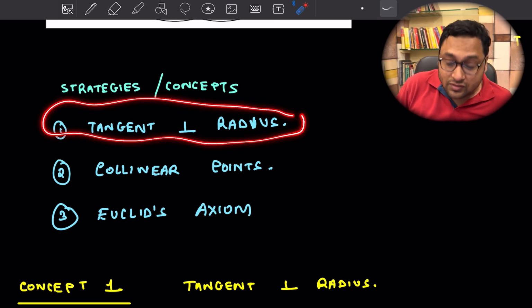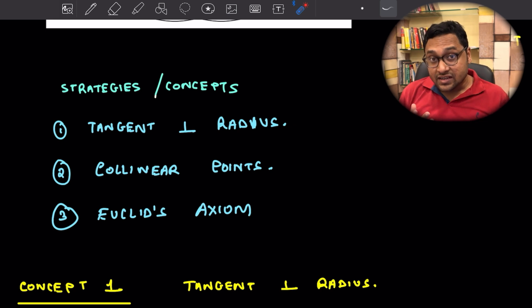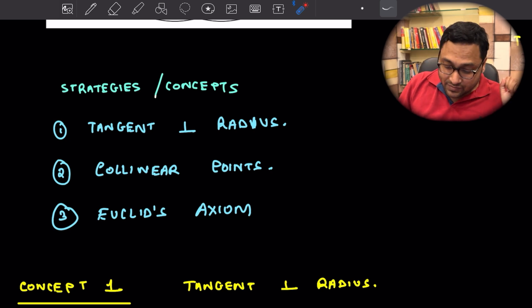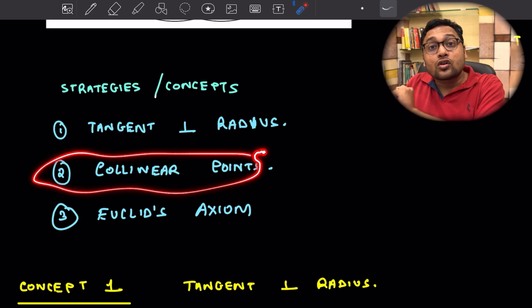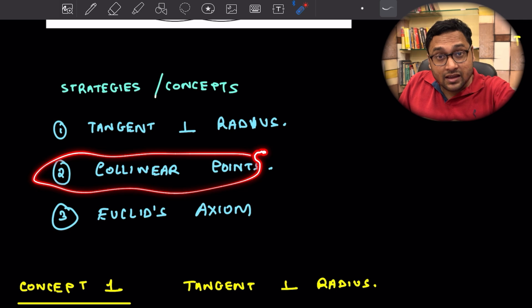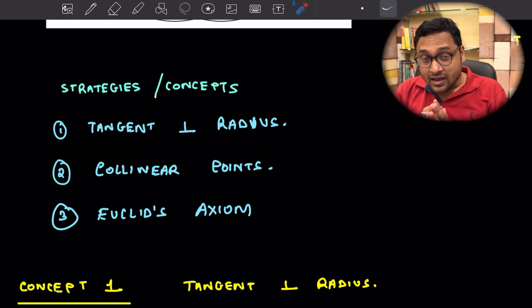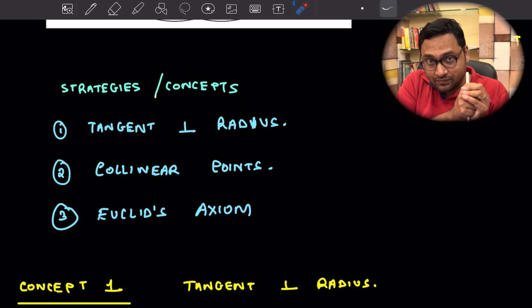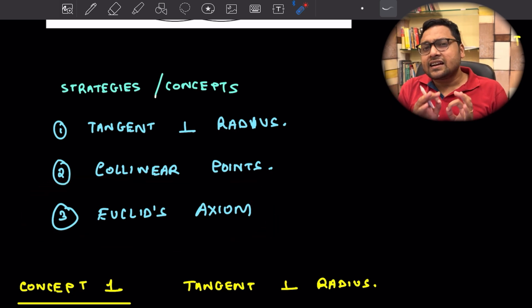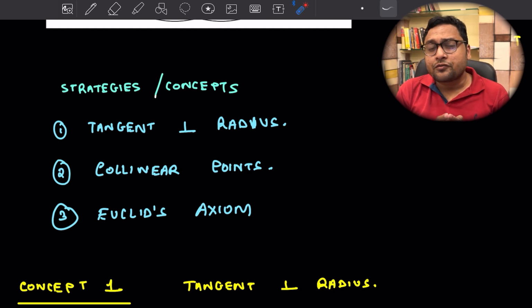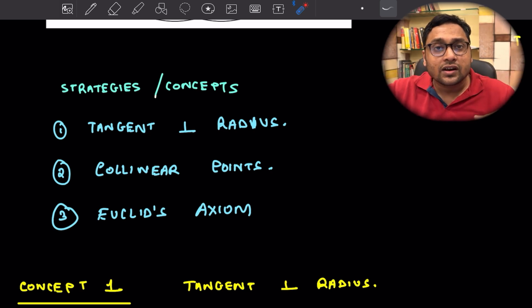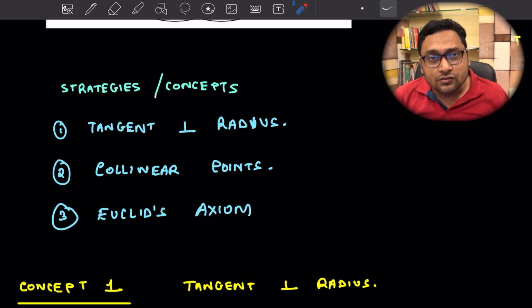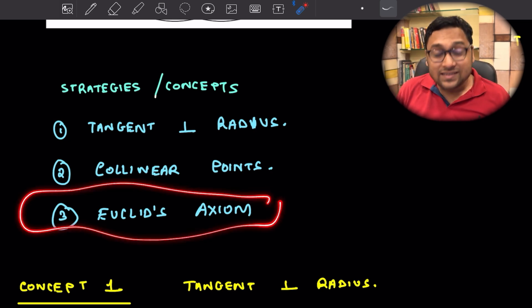The first one is about the relationship between tangent and radius. Tangent to a circle is always perpendicular to the radius. So we'll talk briefly about that. Then we will talk about something called collinear points. 3 points are collinear. They lie on the same straight line when certain special things happen. And we will talk about one such condition. And finally, we will also take a deep dive into an axiom from Euclidean geometry. Euclid's geometry is built on certain axioms or given facts, and all the theorems can be deduced from them. We will talk about one such axiom.